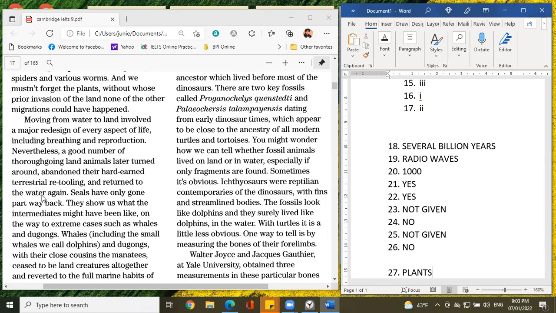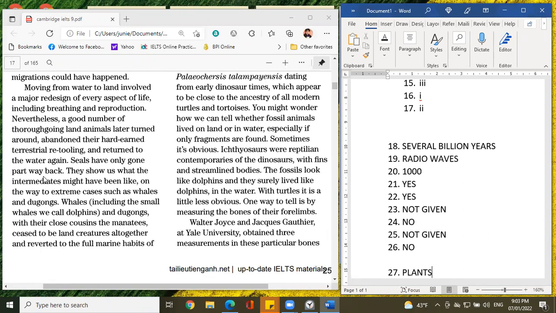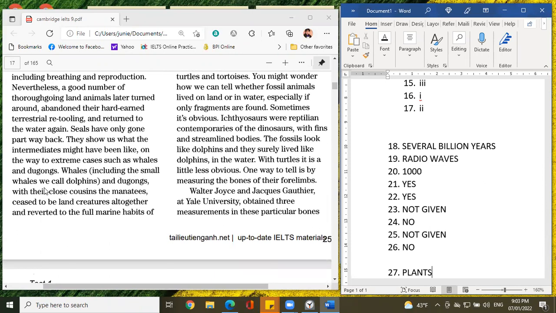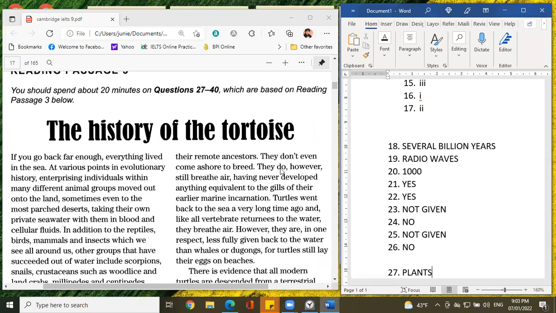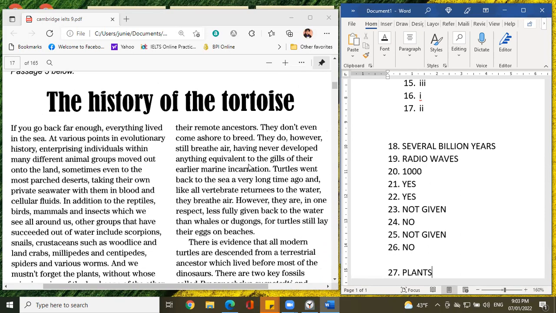I return to the sea again. Seals have only gone part way back. They show us what the intermediates might have been like on the way to extreme cases such as whales and dugongs. Whales, including the small whales we call dolphins, and dugongs, with their close cousin the manatees, ceased to be land creatures altogether, reverted to the sea. They don't even come ashore to breathe. They do, however, still breathe air, having never developed anything equivalent to the gills of their earlier marine incarnation.